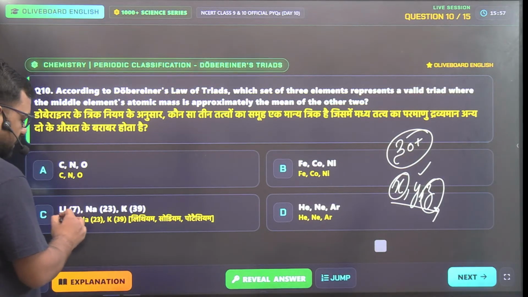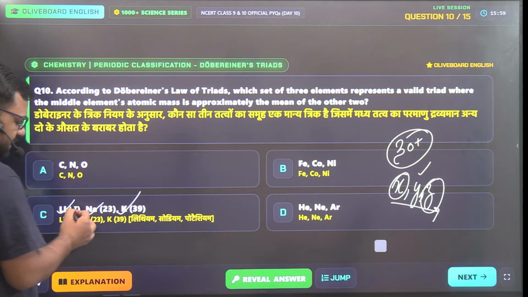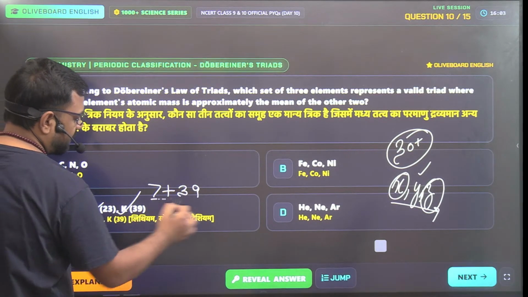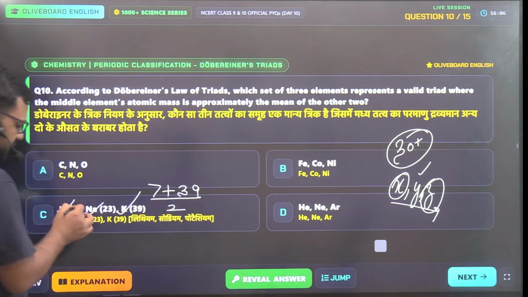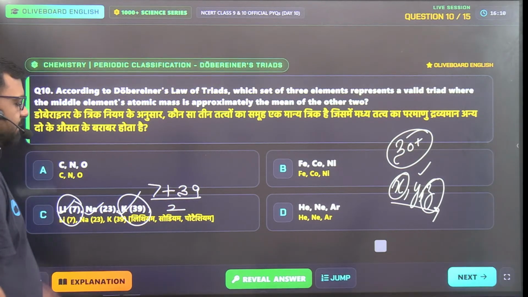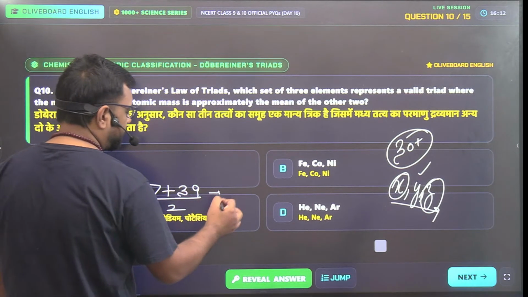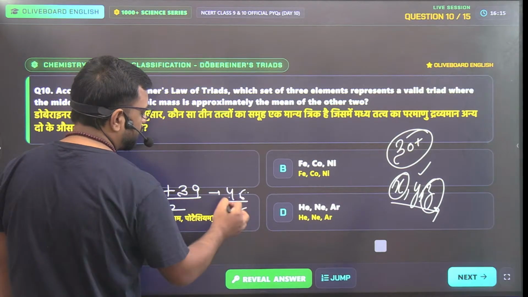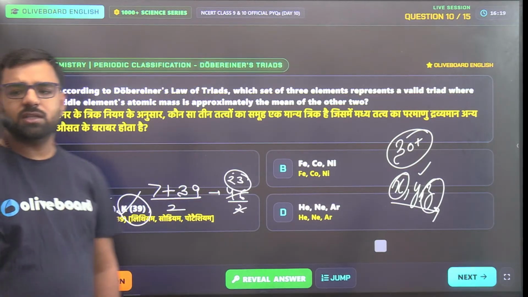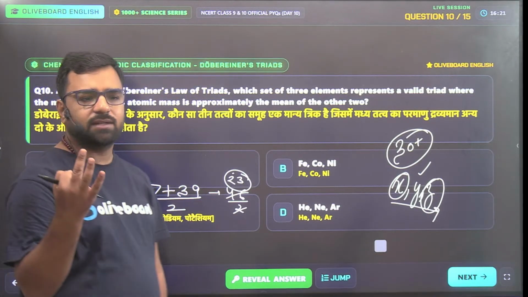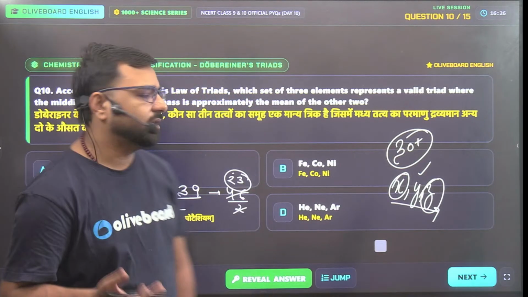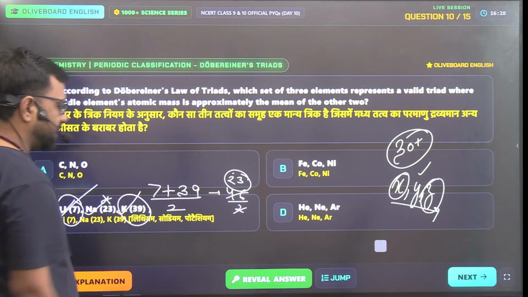So lithium, sodium, potassium, that will be the perfect answer. Just check. If I add 7 with 39 and divide by 2. So the first element was having the atomic mass 7, the third element was having the atomic mass 39. So if we take the average, it will form what? 46 by 2, and that's 23. Just check. 23 and 23, are they matching? Yes. So he was able to make only 3 such triads, and that means he was able to arrange only 9 elements, and then he failed. But yep, C is the correct answer.